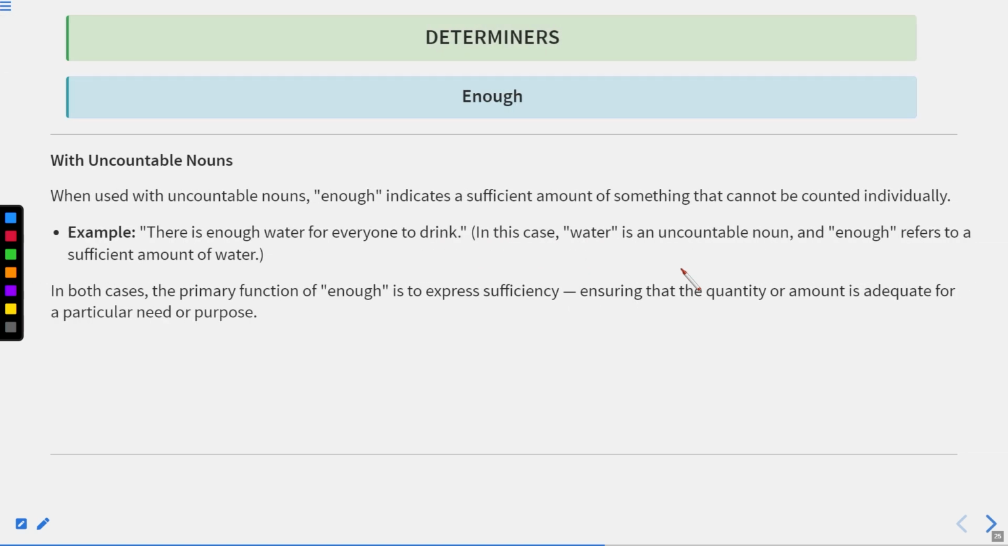When used with uncountable nouns, enough indicates a sufficient amount of something that cannot be counted individually. Example: there is enough water for everyone to drink. Here you can see the word water, which is an uncountable noun, and before that we have used the word enough. Enough refers to a sufficient amount of water. That is why this enough is an adjective which is qualifying the uncountable noun. In both cases, the primary function of enough is to express sufficiency, ensuring that the quantity or amount is adequate for a particular need or purpose.